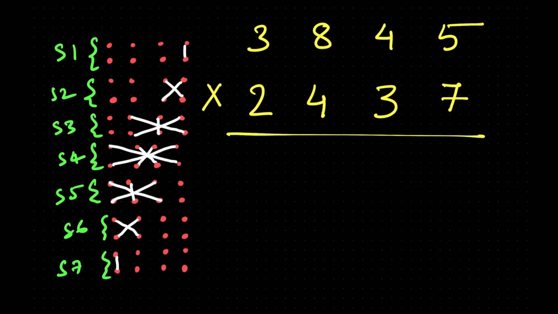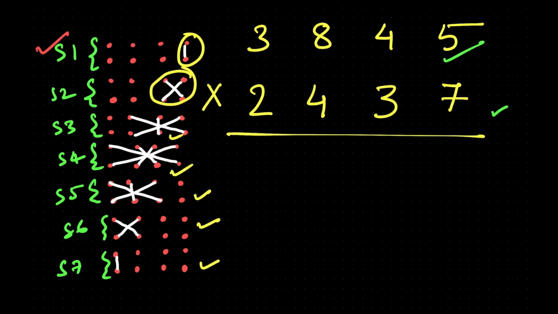So suppose you have a multiplication of 3845 into 2437, and you want to multiply it directly. This is your first step, and this symbol is the second step. This is the third step, this is the fourth step, this is the fifth step, this is the sixth step, and this is the seventh step. And these dots are basically the numbers, so don't get confused. Let's start solving this problem.